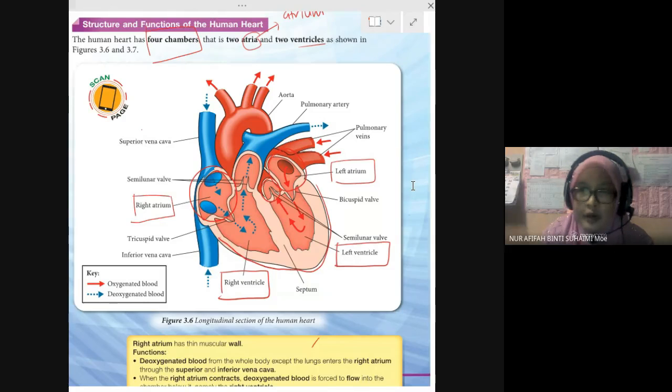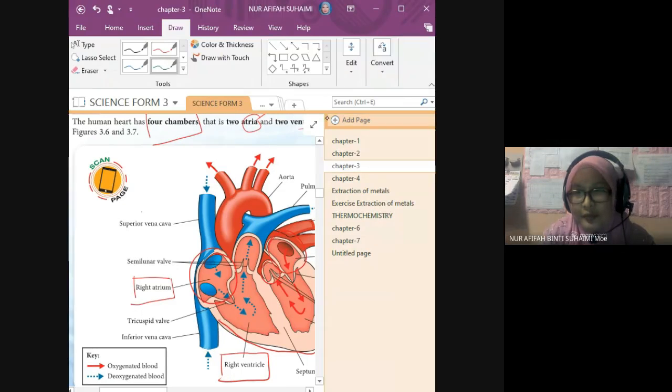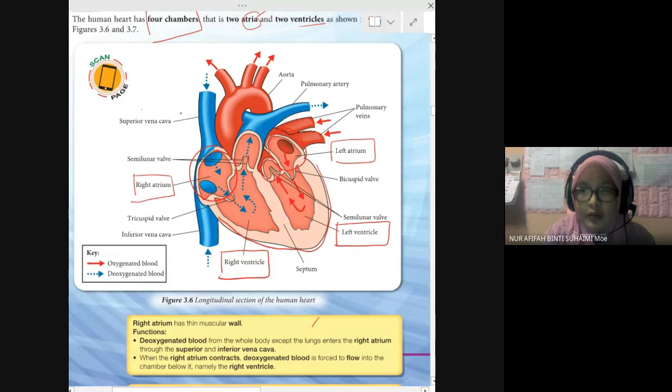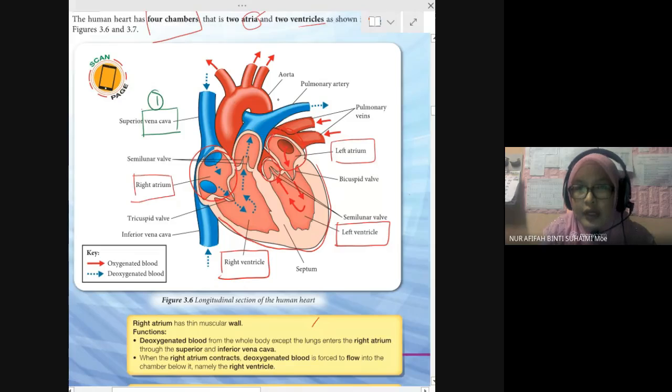Okay, now we have four blood vessels also, four main ones. Sekejap, saya tukar color. Okay, four blood vessels. Dia punya saluran, for the blood to flow in and flow out. The first one is vena cava. Vena stands for vein. Vena cava, number one.